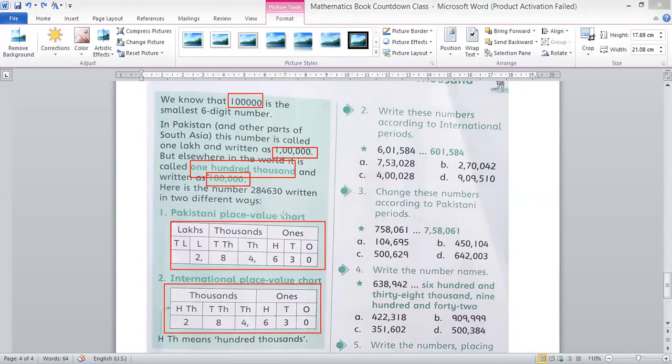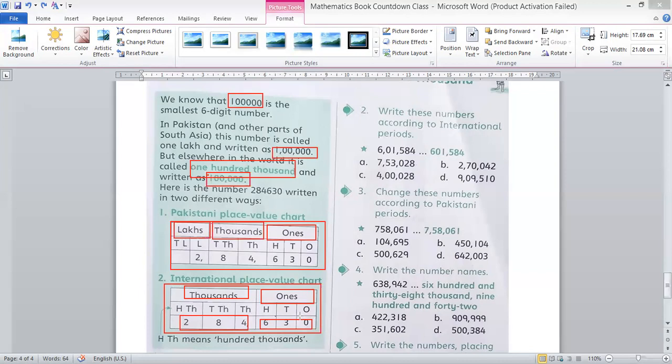Here is a number, 284,630, written in two different ways. All of you know, boys, that in the Pakistani way, we have three portions: ones, thousands, and lakhs. But on the other hand, in the international way, we have two portions, ones and thousands. In the first portion, we have three digits. And in the second portion, we also have three digits.